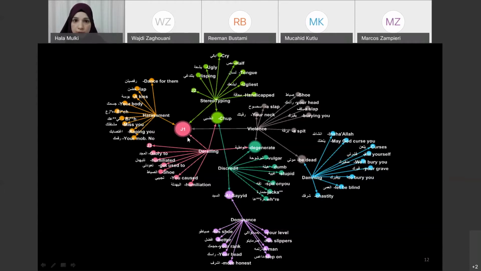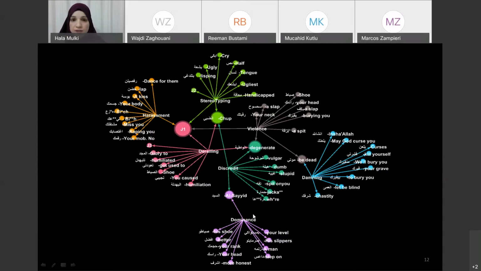For example, the name of the journalist J1, we blurred the real names of journalists, of course. The name of journalist J1 has been mentioned as a top frequent word in the sexual harassment, stereotyping, derailing, and threats of violence categories. Also, the word Sayyid is common between the discredit and dominance categories.